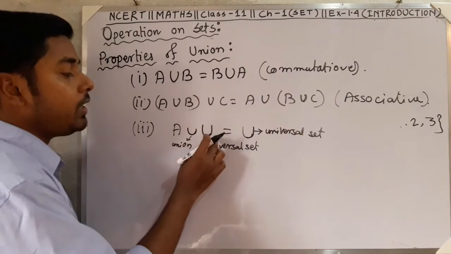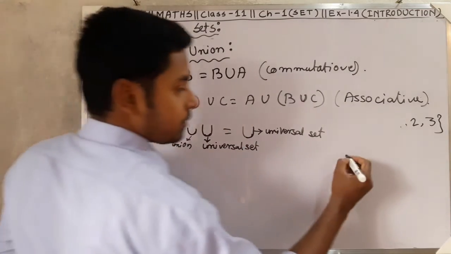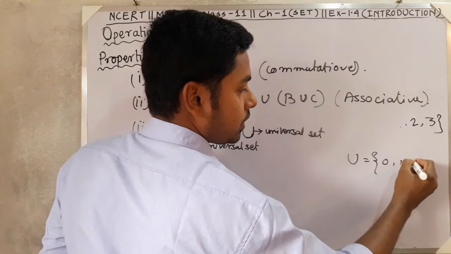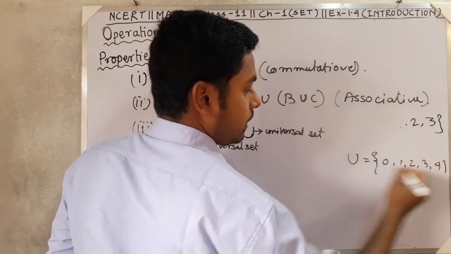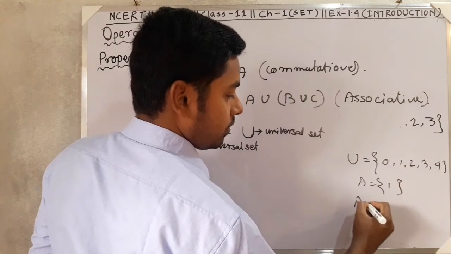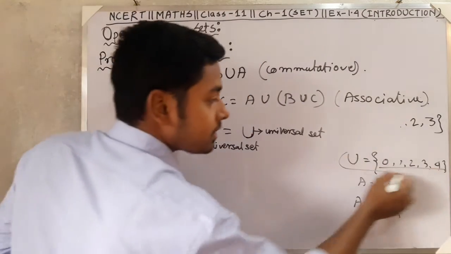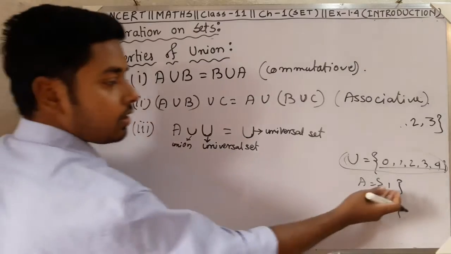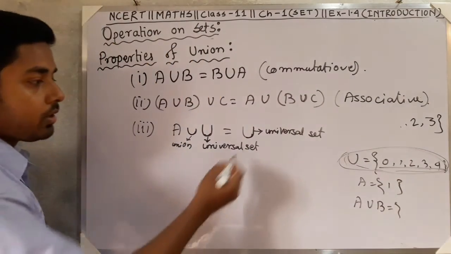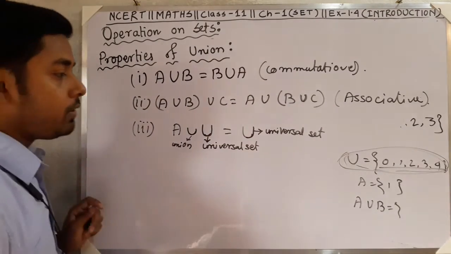So A union universal set is equals to what? Universal set. Okay, why? Suppose universal set is equals to 0, 1, 2, 3, 4 and A is equals to 1 only. So what will be the A union universal set? That means all the elements, that means universal set. A, 1, is the common element, so you have to take all these elements. Okay, so A union universal set is equals to universal set.